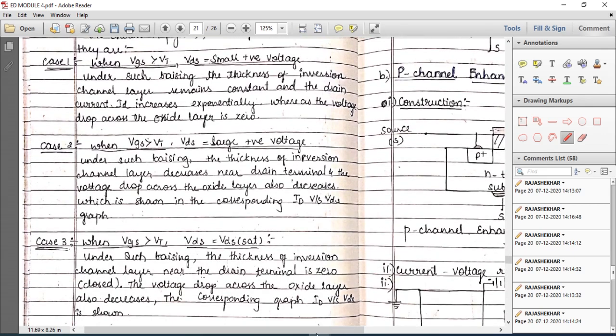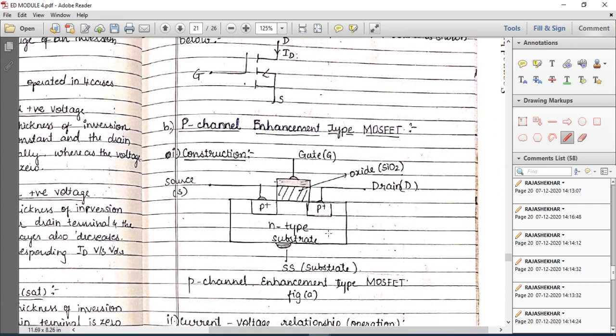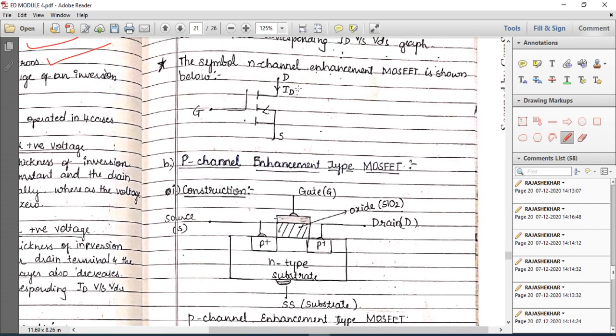So just go through this, we will understand whatever I explained right now. Here this is the symbol of N channel enhancement type MOSFET. This is a standard symbol which is used here. This is gate, drain and source. This is the direction of drain current, which is shown here just to identify that this symbol belongs to N channel enhancement type MOSFET.